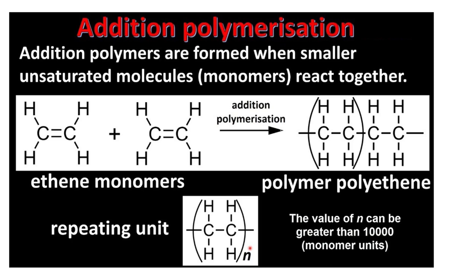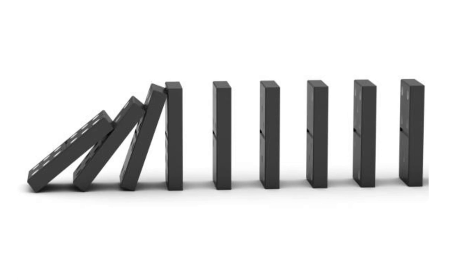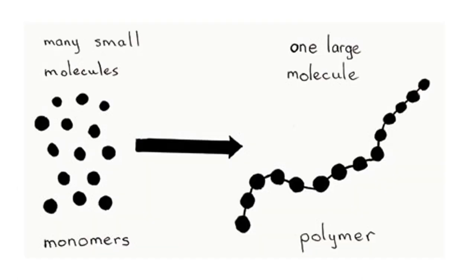So addition polymerization, because there's only one product, here is polyethene, where many ethene monomers join together in a polymerization reaction which breaks the carbon-carbon double bond. Now here you see two ethene monomers joined together to form polyethene. In reality, it could be thousands or even millions of repeating units. I like to think of it like dominoes falling. Once one double bond is broken, then the next, and the next, and the next, and the next, and so on.